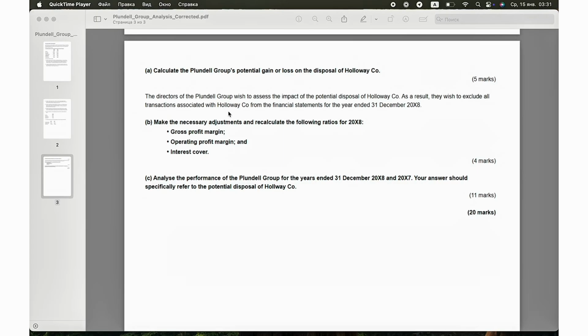As we can see, this question is divided into three parts. In the first part, it's required to calculate potential gain or loss on disposal. In the second part, it is required to make necessary adjustments and recalculate the provided ratios. Then, we need to comment on the performance of the group and specifically refer to the potential disposal of Holloway Coal.